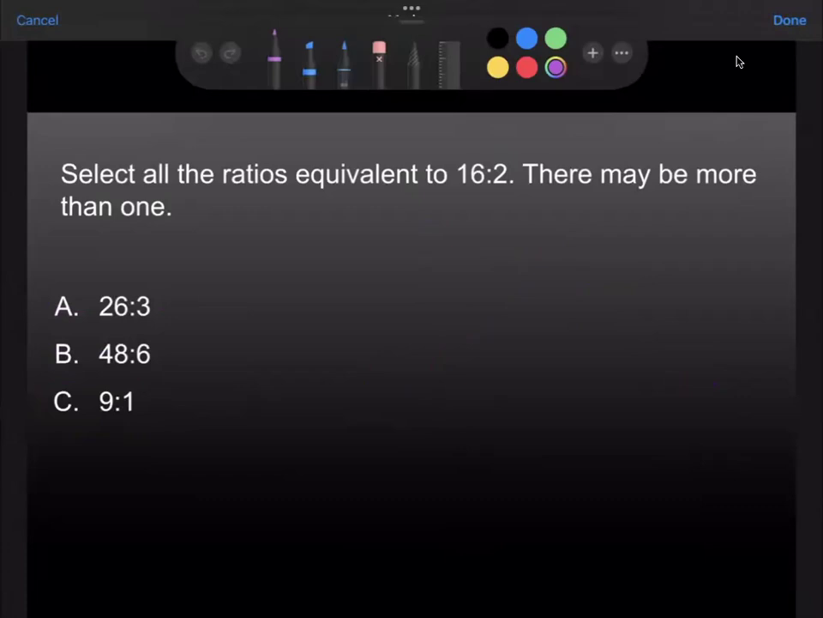Okay, here is our last example for today's video. We're going to select all the ratios from the list on the left that are equivalent to 16 to 2. Okay, so let's go ahead and put 16 to 2 here in its fraction form. And over here, I'll put the first choice, which is 26 to 3.